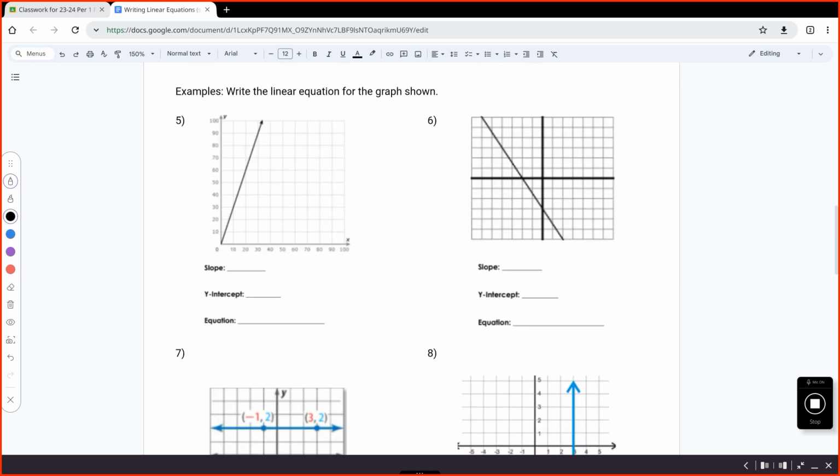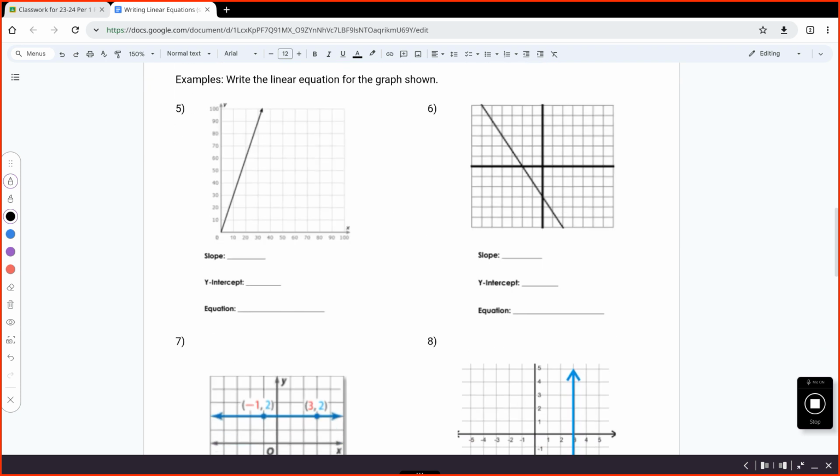All right, write the linear equation for the graph shown. Always make sure you draw in points if there aren't points there. So I see a perfect point here. I see another perfect point here where the line crosses exactly at a corner. Now, if I'm reading this from left to right, the line is rising from left to right, right? So therefore, my slope is positive.